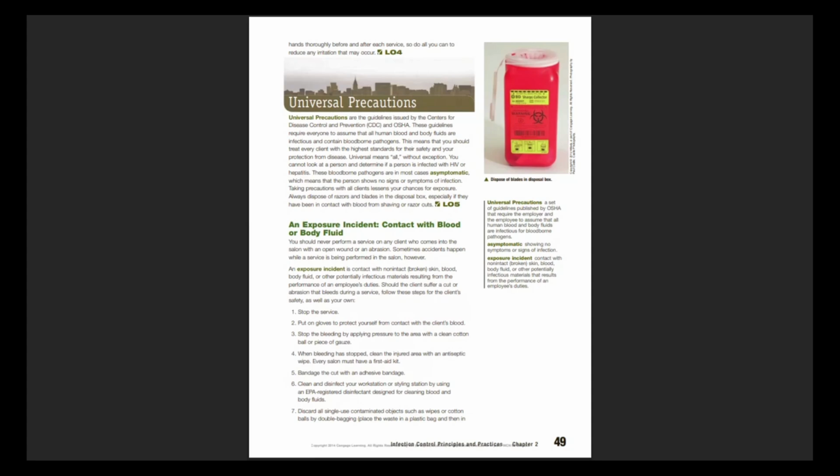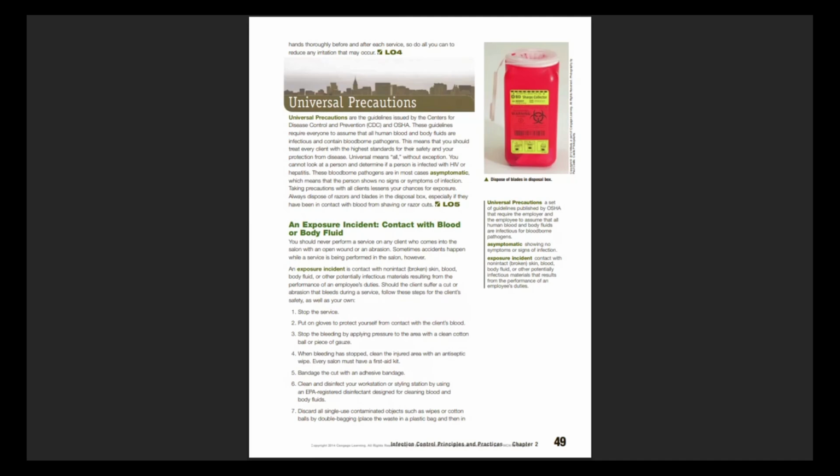You cannot look at a person and determine if a person is infected with HIV or hepatitis. These blood-borne pathogens are, in most cases, asymptomatic, which means that the person shows no signs or symptoms of infection. Taking precautions with all clients lessens your chances for exposure. Always dispose of razors and blades in the disposable box, especially if they have been in contact with blood from shaving or razor cuts.